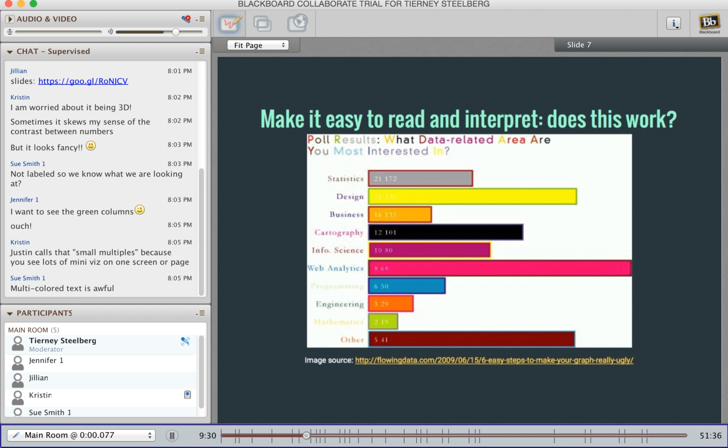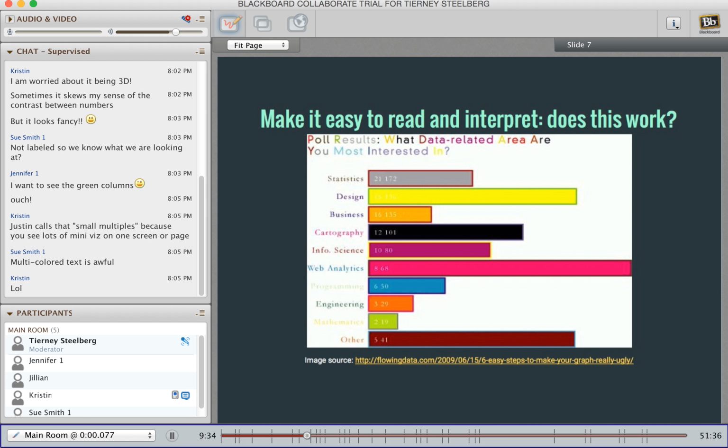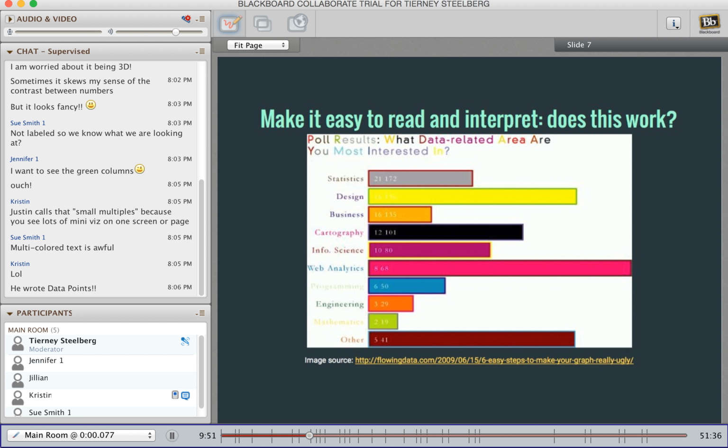So those are great answers, and this is truly an example of what not to do, just like that 3D bar chart. This is from a blog post by Nathan Yau of the blog FlowingData on 6 easy steps to make your graph really ugly. It's a doozy. Let's work backwards to figure out how to facilitate the reader's comprehension of this graph. A poll on what data-related area his readers were most interested in.